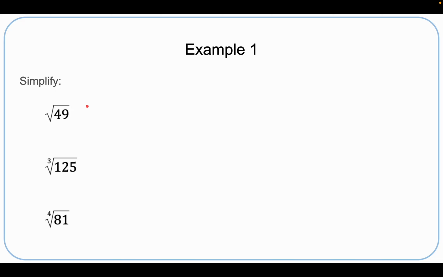And here are a few examples. So simplifying the square root of 49. Again, when we don't see a number here, we just know that it's 2. So it's the square root of 49, which is 7, because 7 times 7 is 49. Okay, the cubed root of 125 is going to equal 5. That's saying 5 times 5 times 5 equals 125. And the 4th root of 81, what factor 4 times equals 81? That would be 3.